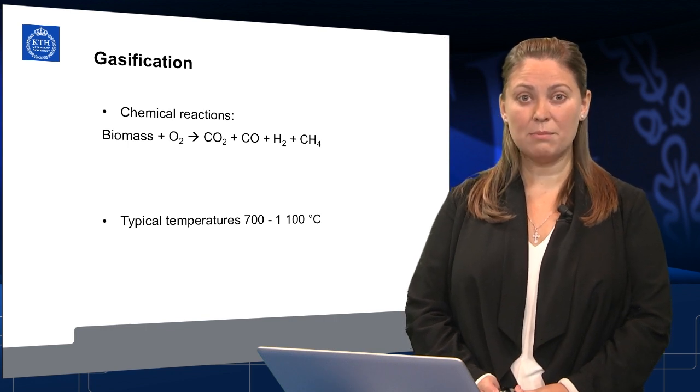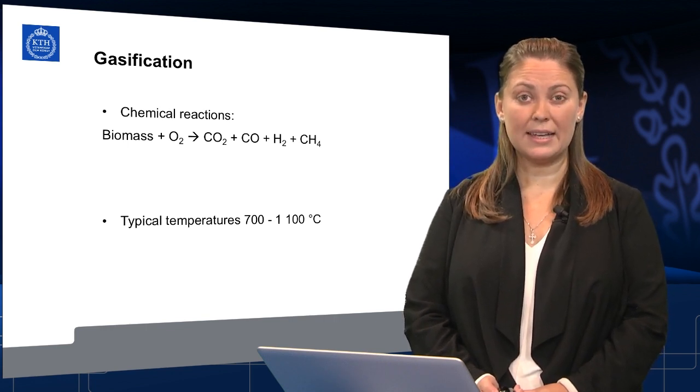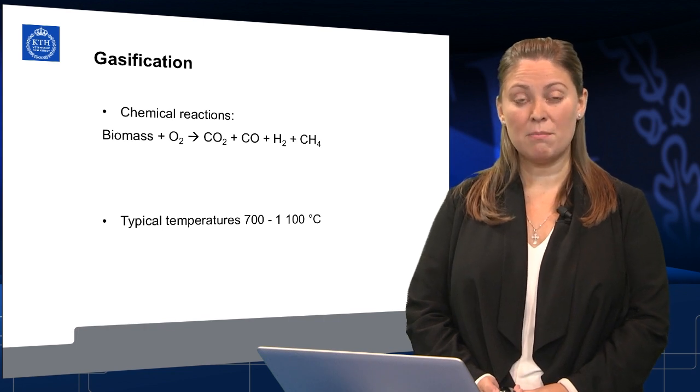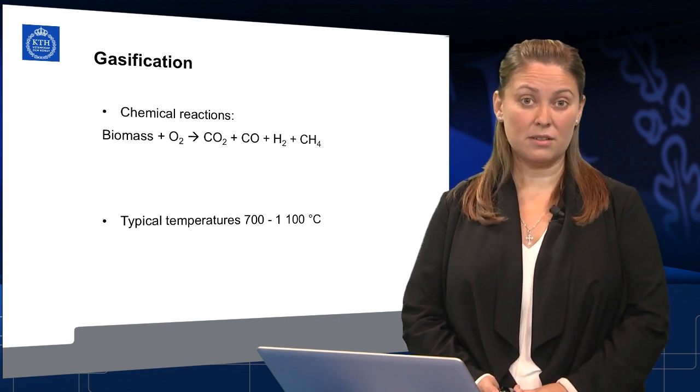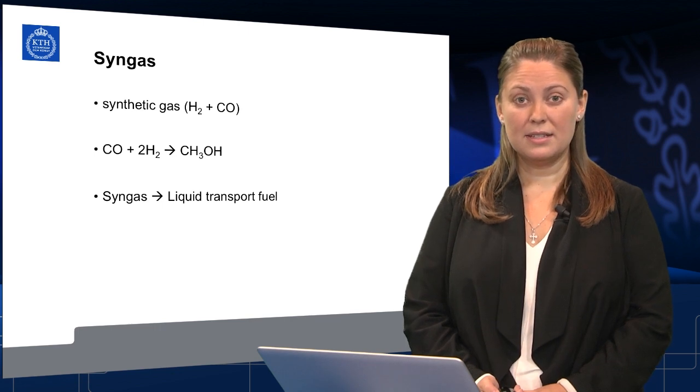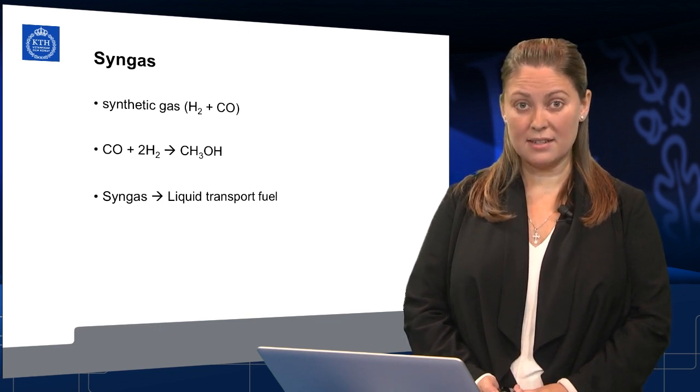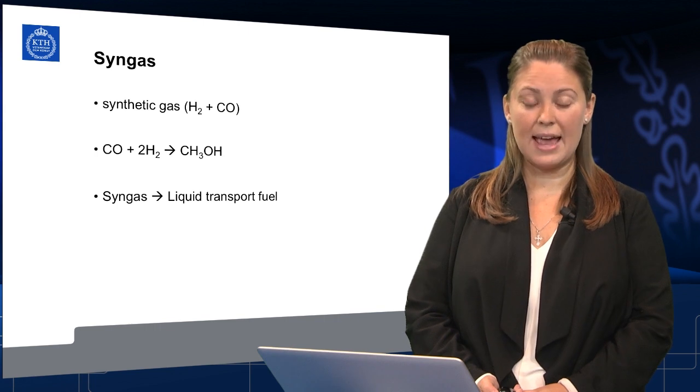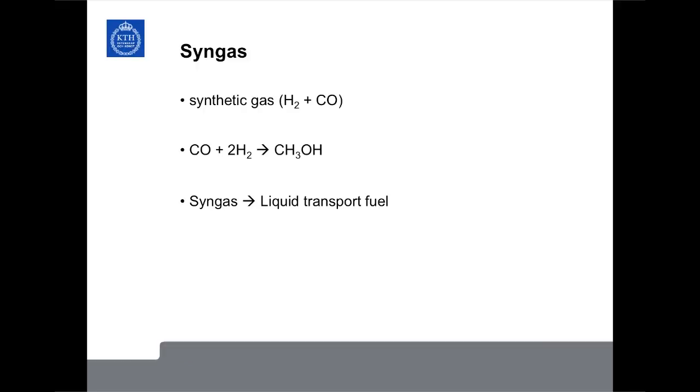The product gas can also be used as feedstock in production of chemicals, for example, methanol and ethanol. Syngas, or synthetic gas, is a mixture of hydrogen and carbon monoxide. Syngas provides the feedstock for many chemical reactions, including methanol synthesis and Fischer-Tropsch liquids. One of the major applications of syngas is the production of liquid transport fuel.